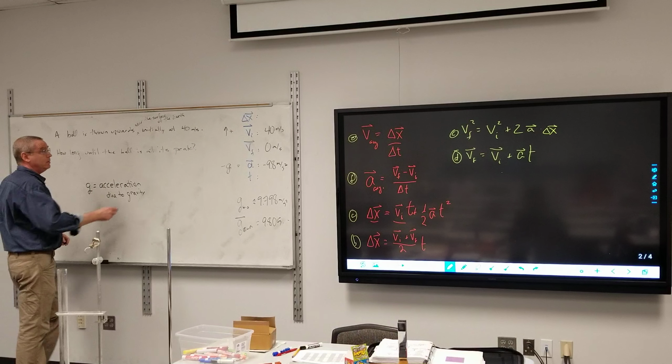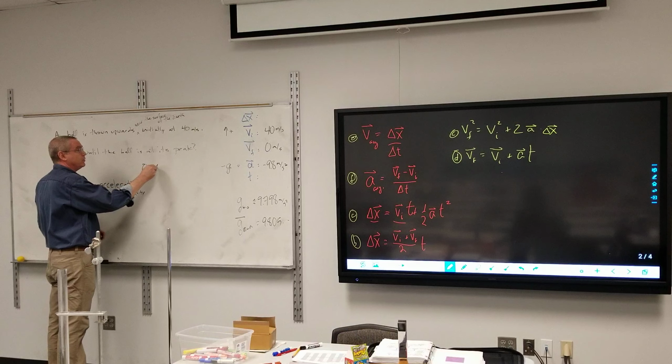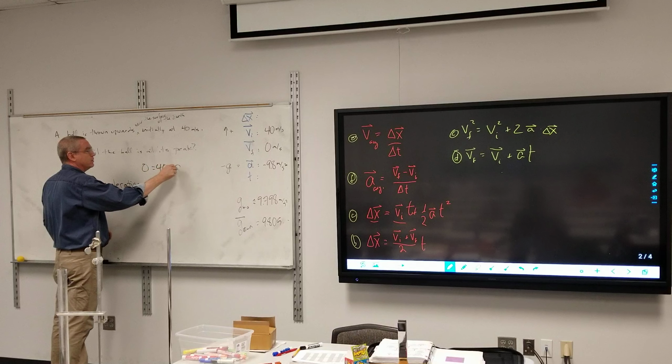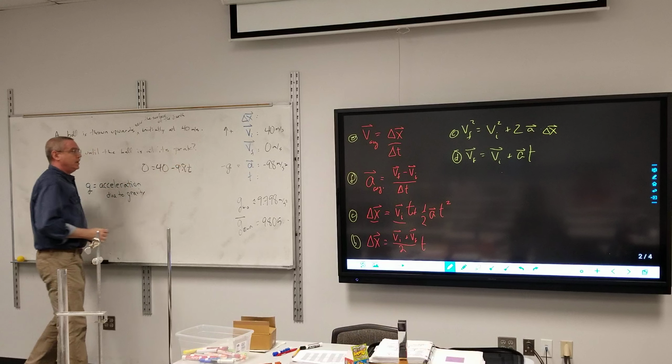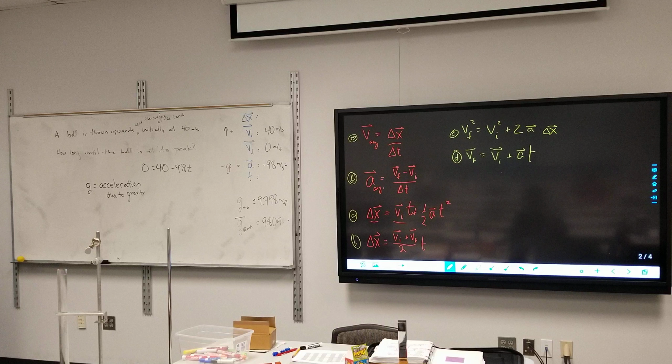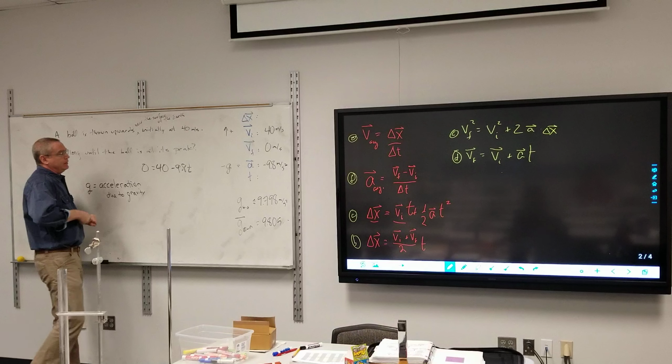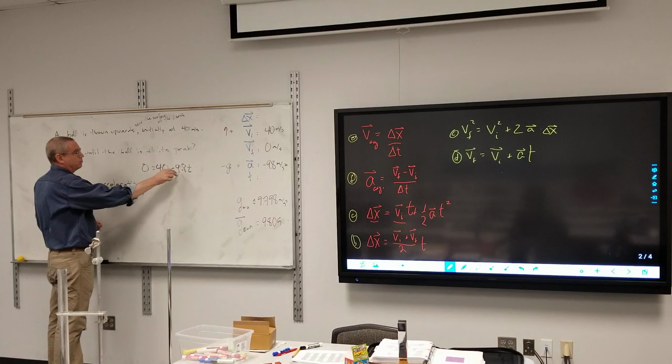So plugging in, we get 0 is equal to 40 minus 9.8 t. And now we've reduced this physical problem to a math equation. And it's just solved. I'm gonna bring this over to the other side.